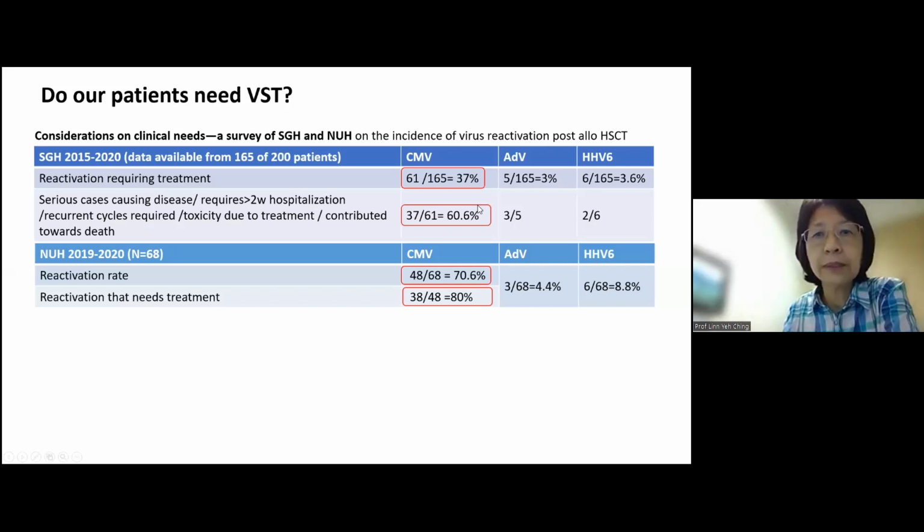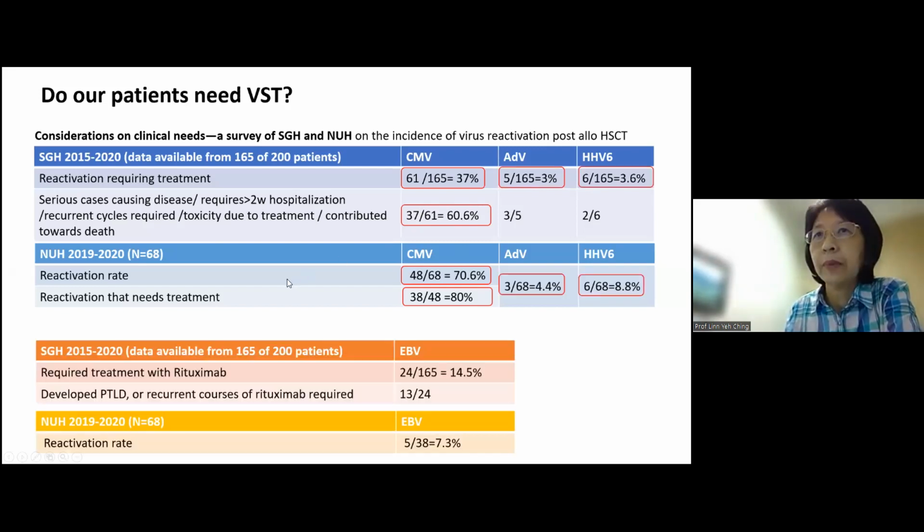The most prevalent virus is, of course, CMV, at about 37%, of whom more than half were so-called problematic, in that they caused disease, required prolonged hospital stay, had recurrent cycles of infection, or patients developed toxicity or even death contributed. The prevalence is lower for adenovirus and BK virus. For EBV, there is also a significant number of EBV reactivations requiring treatment with rituximab, of whom about half were more serious, resulting in PTLD.